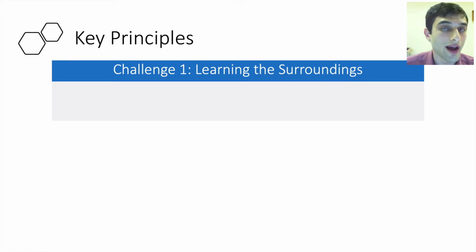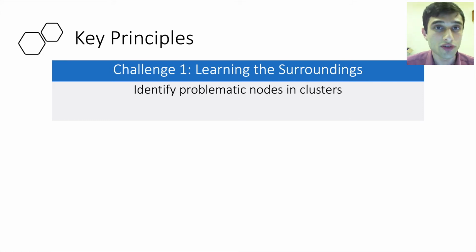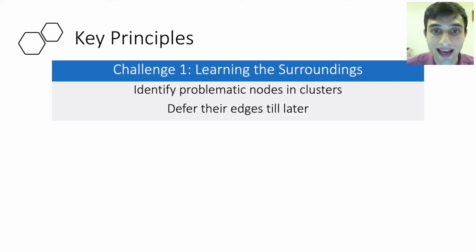Okay. So how do we deal with the first challenge? The first challenge we deal with by identifying nodes inside the clusters which are problematic. Problematic in the sense that if we want to list KP involving them, we'll have to bring in lots of edges into the cluster. We identify these nodes and defer treating their incident edges until later, when the graph is more sparse and when it's easier.